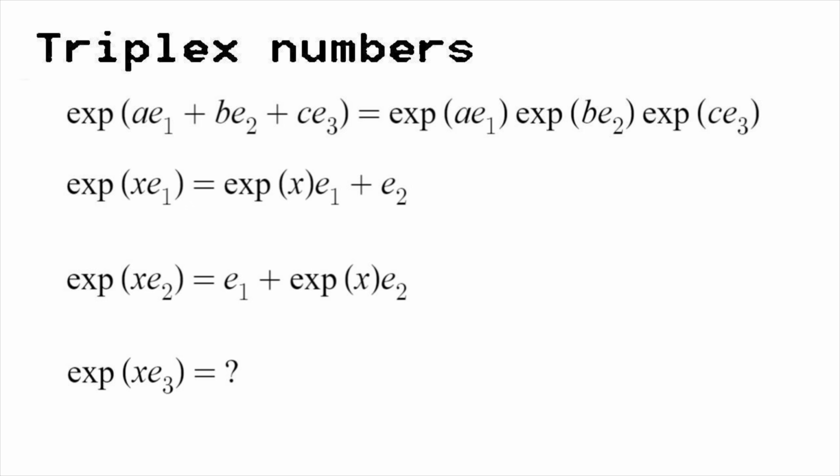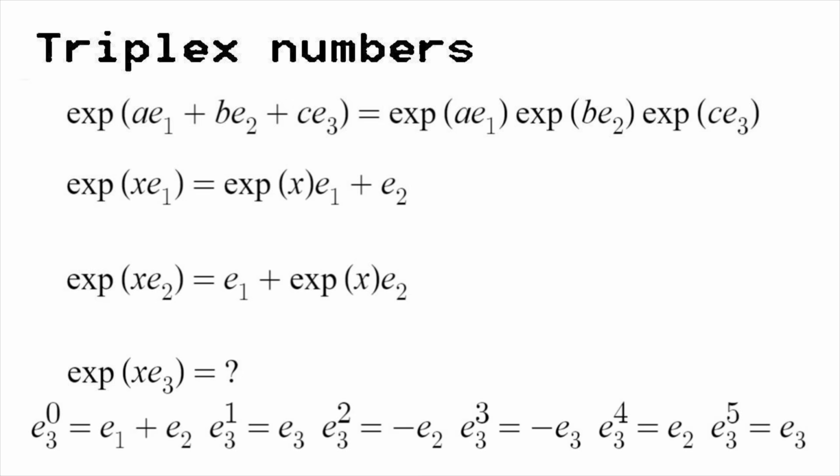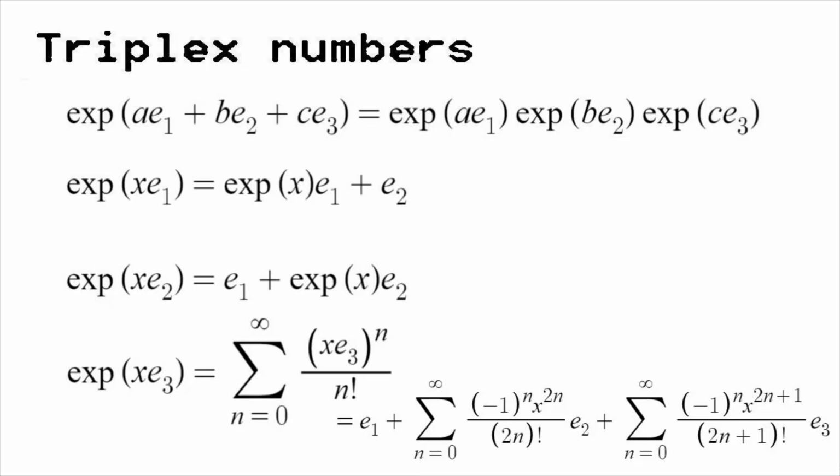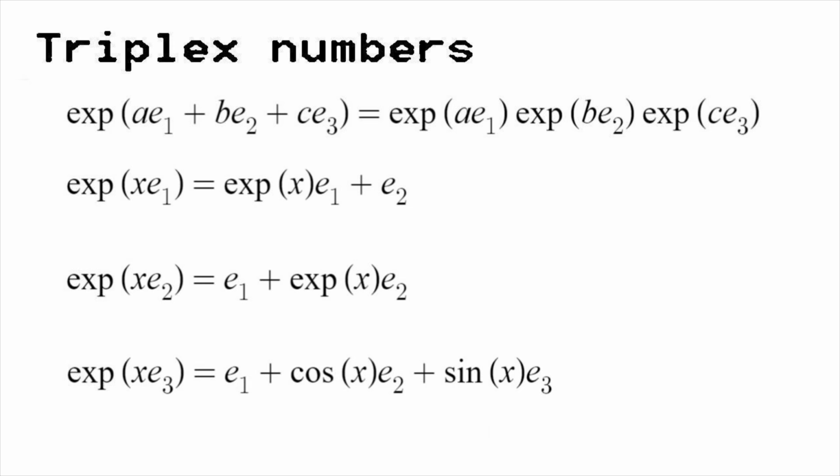Now the powers of e3. As one would expect, it follows the same pattern as the complex imaginary i, with its first few powers being e1, e2, e3, minus e2, minus e3, e2, and then e3 again. Plugging in x e3 then gives this, which simplifies as e1 plus cosine of x e2 plus sine of x e3.